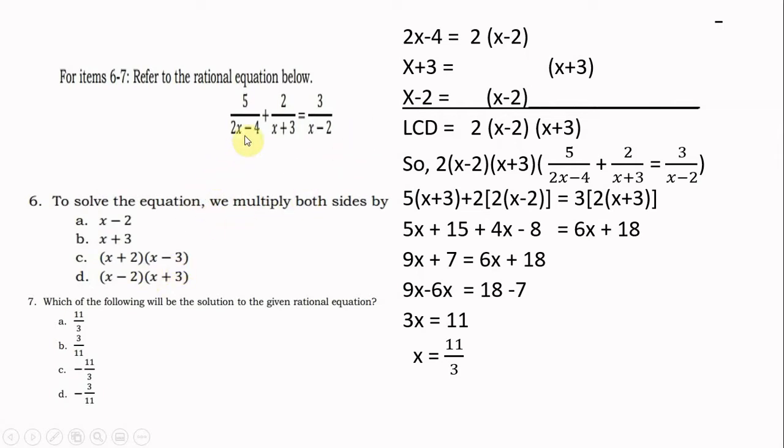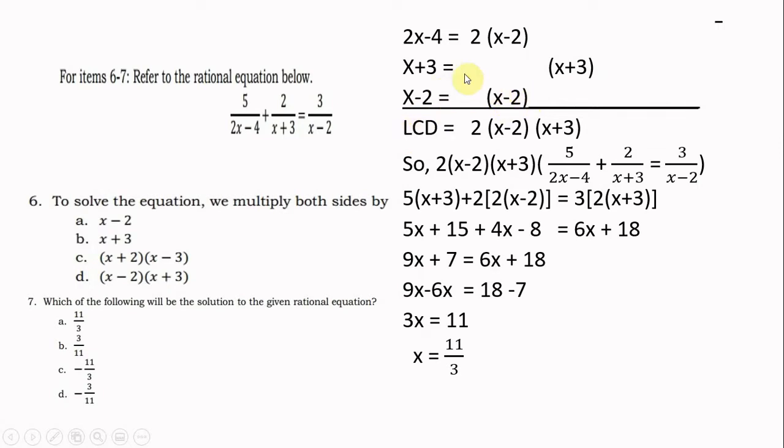So how do we find the LCD of these three? Here you are to write all the denominators: 2x minus 4, x plus 3, x minus 2. Now 2x minus 4, its factor is 2 times quantity x minus 2. And x plus 3 is already prime, so the factor is x plus 3 itself. x minus 2, its factor is x minus 2.